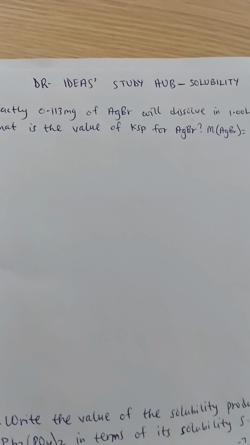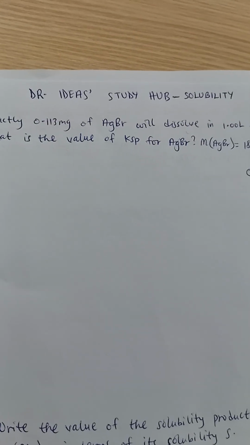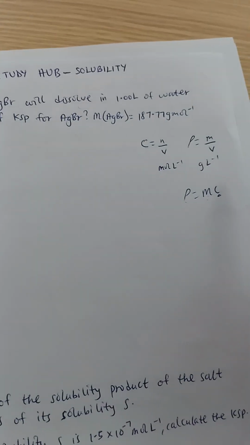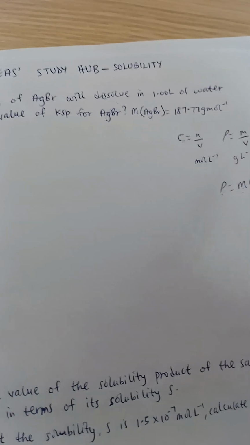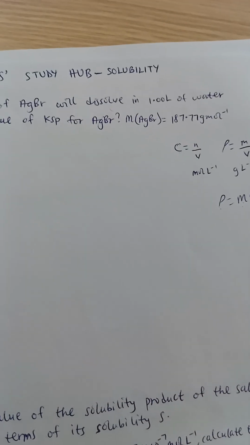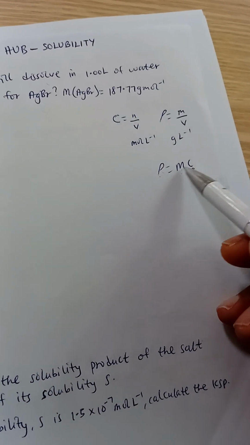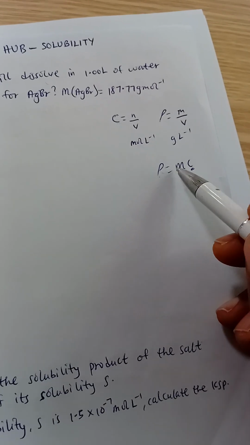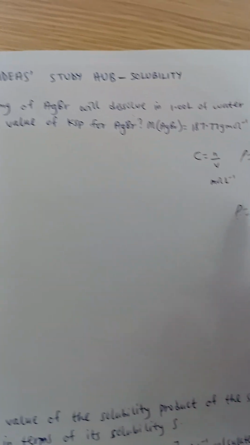So we're given the mass of the compound, then we're given the volume. When we divide mass by volume, we are going to get density. That is our mass concentration. So first, let's get our mass concentration, then we can proceed and get our molarity. We know the relationship between mass concentration and molarity. Rho equals MC. Molar mass times molarity will give you the mass concentration.